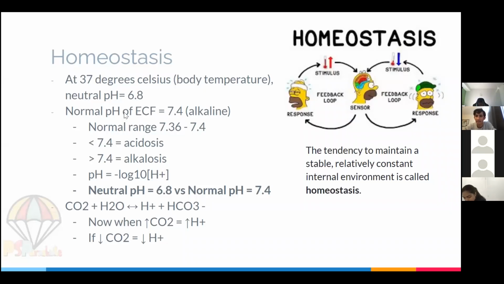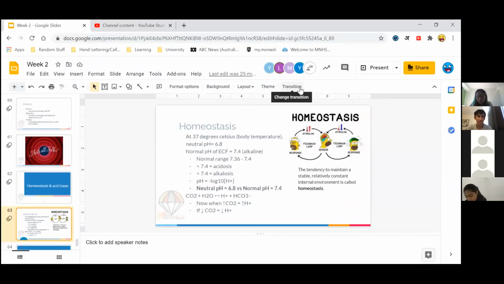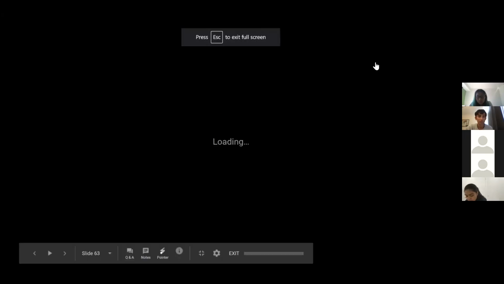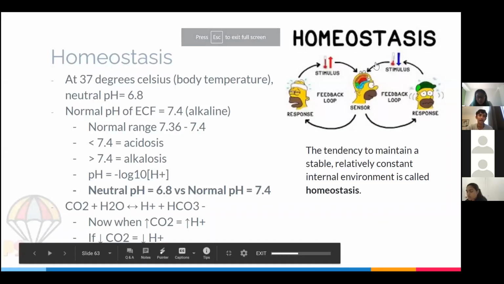Okay, so I think the main thing to understand here is that at 37 degrees Celsius, which is our body temperature, the neutral pH in our body is 6.8, whereas the normal pH of the extracellular fluid in our body is 7.4, meaning it's a little alkaline. Now, normal blood pH must be maintained within a very narrow range, and that's typically from 7.36 to around 7.45. Sorry, it says 7.4 on the slide. And why is this important? Because it ensures that there is proper functioning of metabolic processes in our body and the delivery of the right amount of oxygen to tissues.